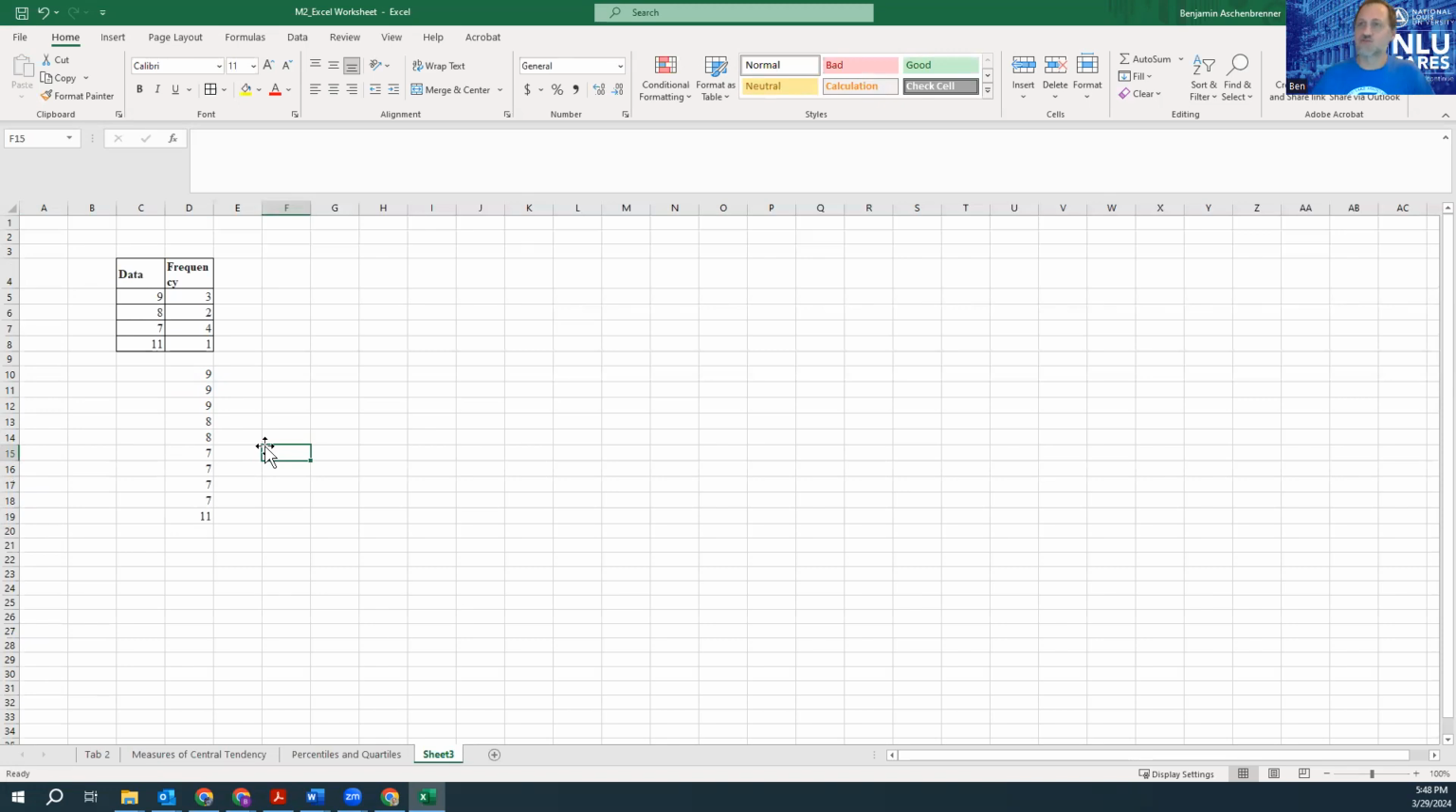And your job is to make your 5-number summary: min, Q1, median, Q3, max. We have formulas for all of these. Min is min.